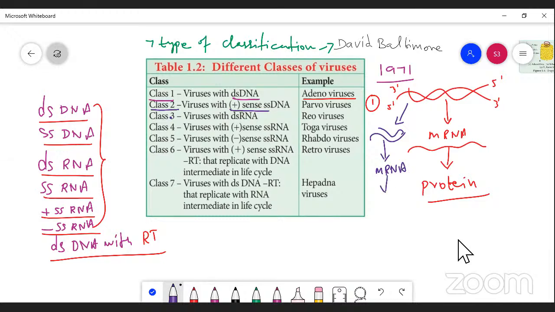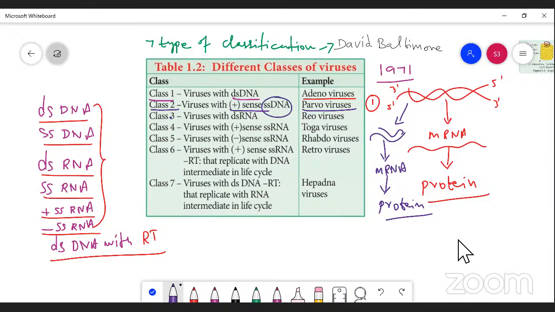These mRNA are synthesized and converted to protein. It is a positive sense of DNA or positive sense of RNA, with synthesis of only protein. The type of virus that is called a parvovirus. The parvovirus possesses only a positive sense single strand of DNA.